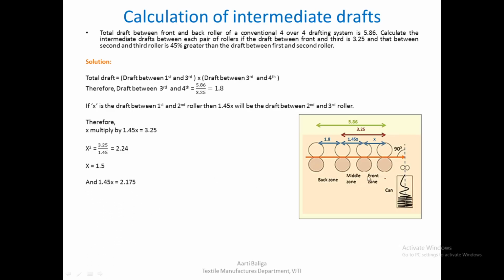And if I calculate between second and third, it is 1.45 into x that I just calculated, which would be 2.175. So just to confirm, we can see whether whatever we have calculated is correct or not. We can multiply all the three values that we have found out, and see whether the total draft is similar or almost the same. So it is 1.5, which is x here, multiplied by 2.16, which is 1.45x, multiplied by 1.8. When I multiply all the three intermediate drafts, I should get the value of 5.86, or almost near to that. The difference is seen due to the rounding error when we are calculating.